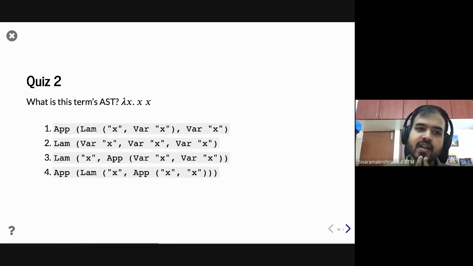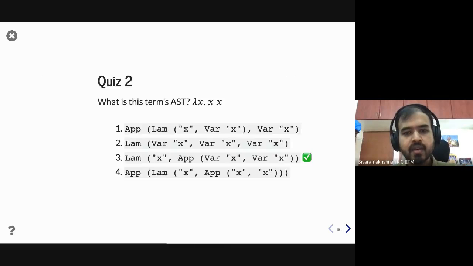What is this term in AST? I write this term, lambda x.xx. Which one is it equivalent to? C. Okay, that's good. Yes, 3. We have a lambda here, and the variable is x, so we are introducing the variable, and there is an application. This is an application of x over x. The first one is a lambda expression with variable x. The second one is also a lambda expression with variable x. So that's the correct answer.